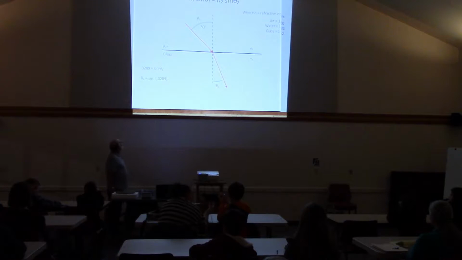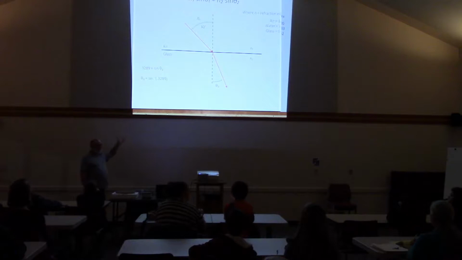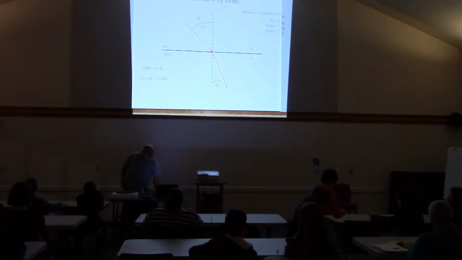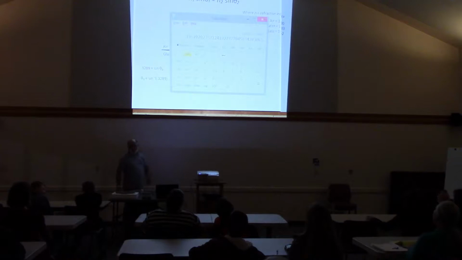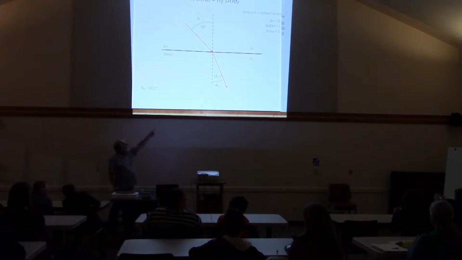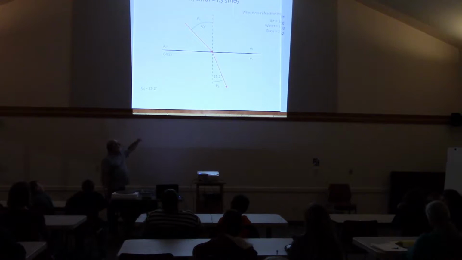That's our angle. How do we find just theta 2? We use inverse sine. Does anybody know how to use an inverse sine in their head? That's why we have calculators. Calculator is your friend. Hit the inverse button, the sine button, and it gives you your answer: 19.2 degrees. So we know that's 19.2 degrees. That's the amount light has refracted entering glass.